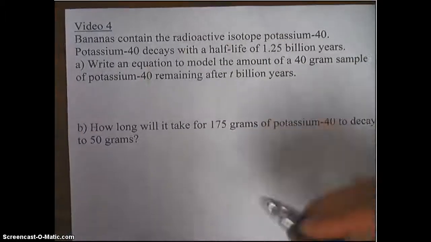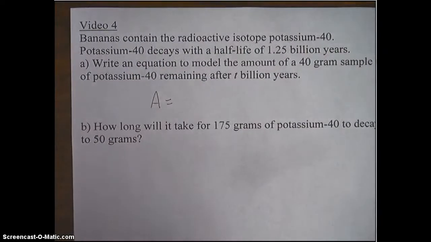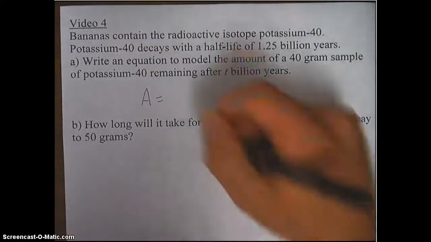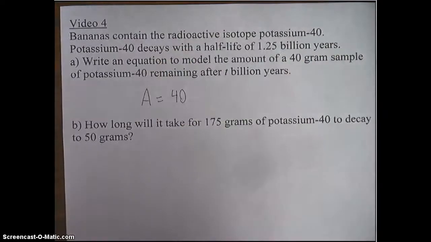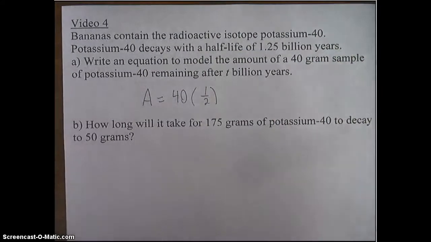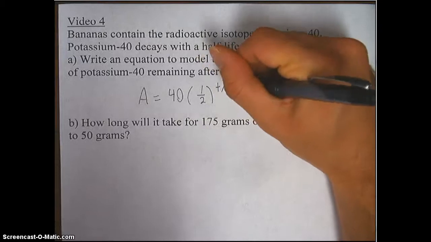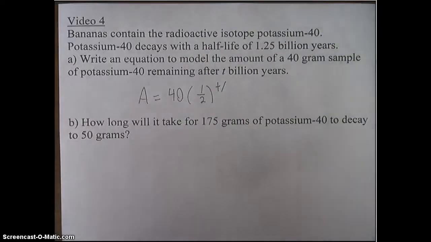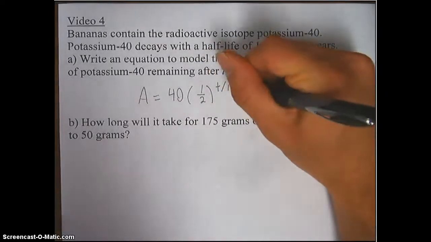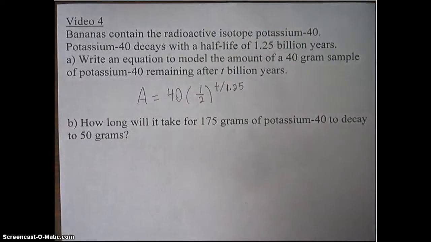So let's write the equation here. A is the final amount, which I don't know. So I'll just put it, equals A sub 0, the initial amount. In this case, we're talking about a 40-gram sample, times 1/2 to the t divided by h power. Now I don't know t, so I'm just going to put that lowercase t, and I'm going to divide it by h, the half-life, which is 1.25 billion years. That is the equation for calculating the half-life, and that's all you need.